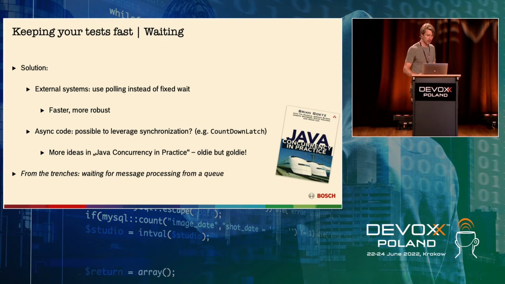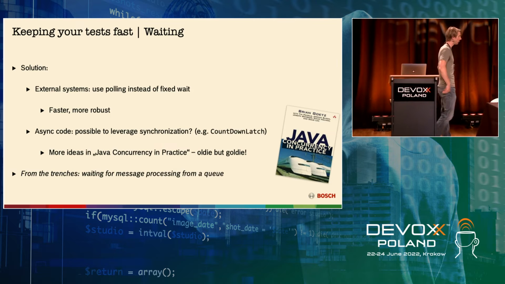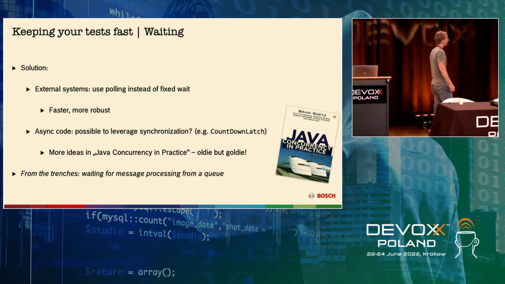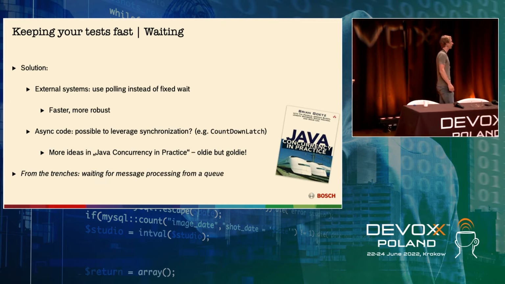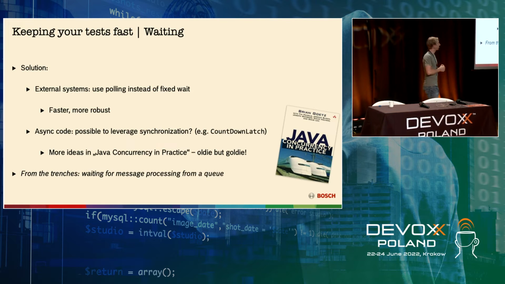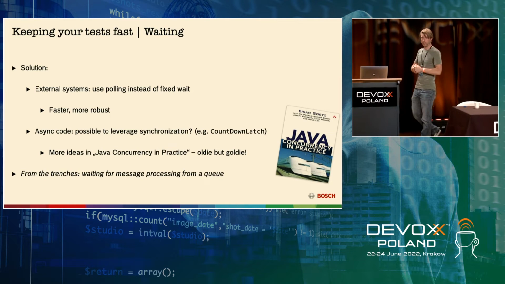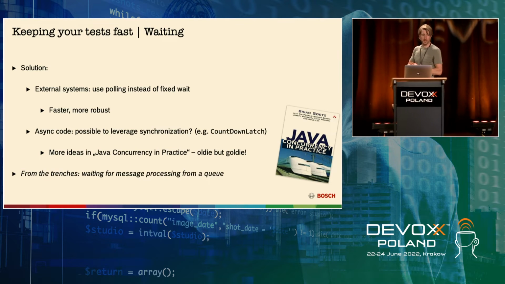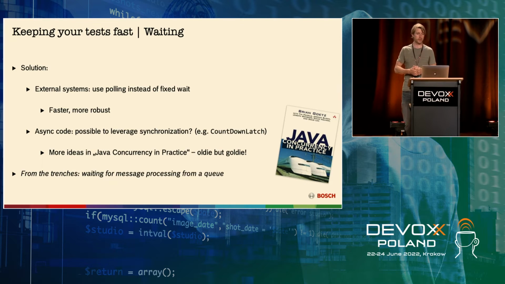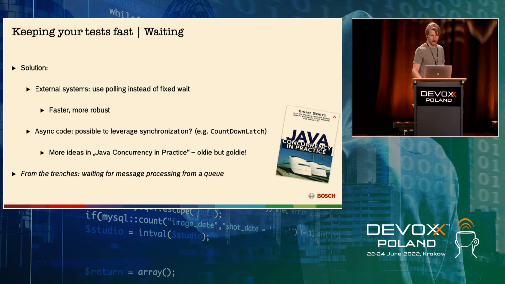And if you have local asynchronous code, it might be possible to leverage some of the synchronization classes in java.util.concurrent. For example, CountDownLatch can be used for that. If you have a lot of that kind of code, you probably know that book, Java Concurrency in Practice. It's really a good book. I encourage everybody to read that.